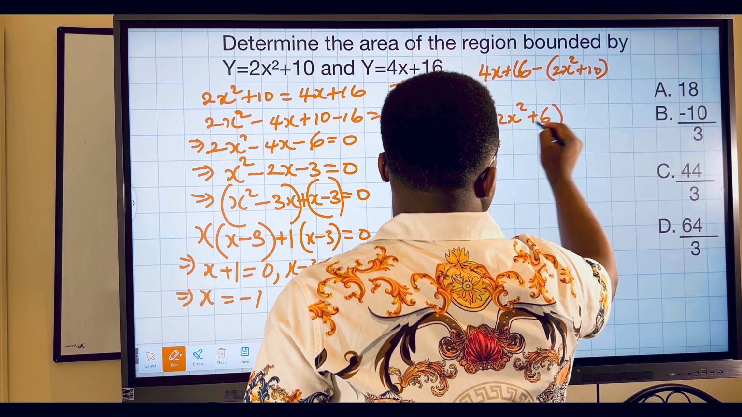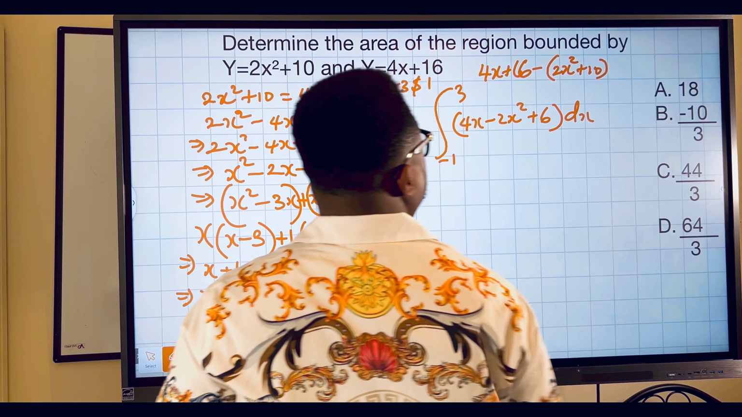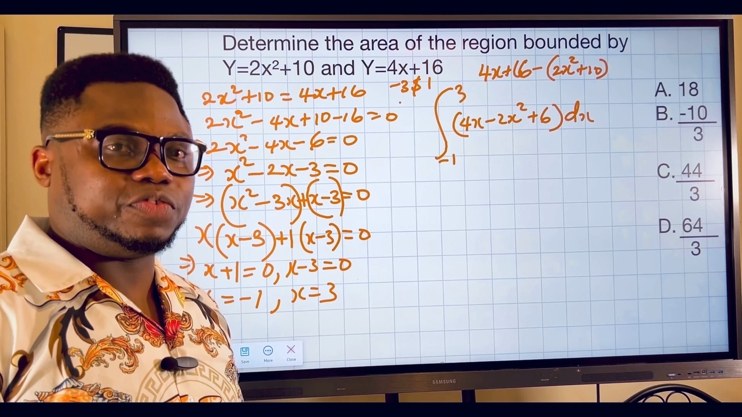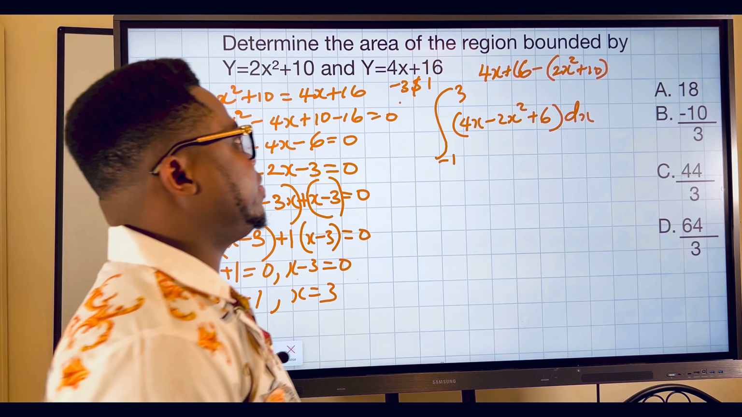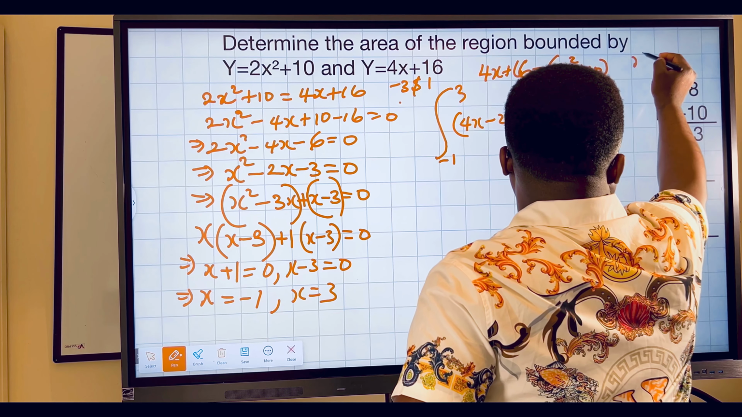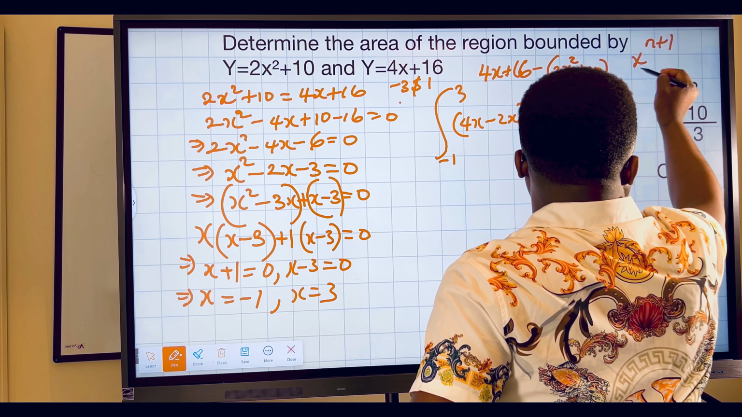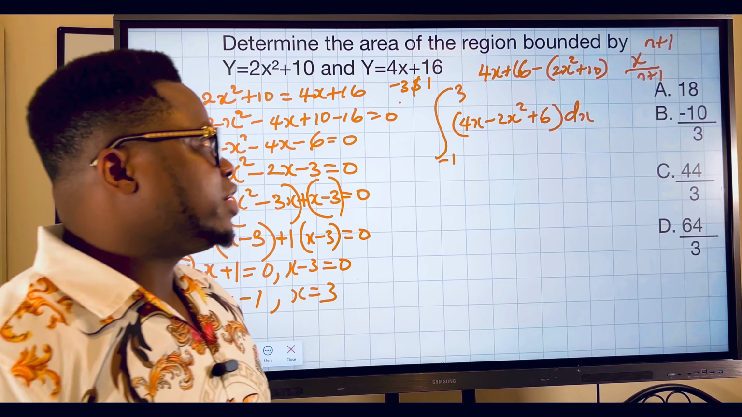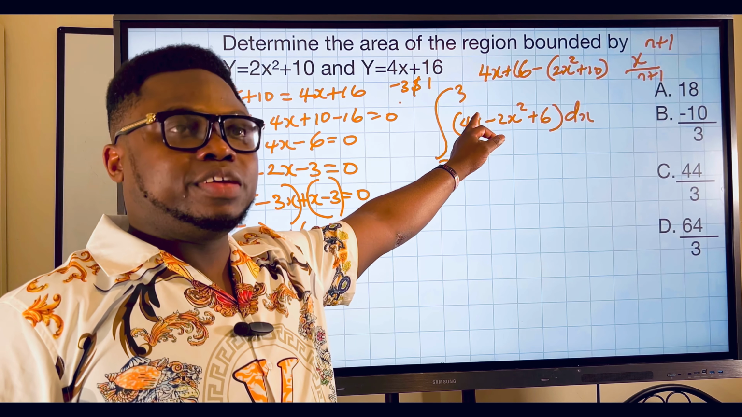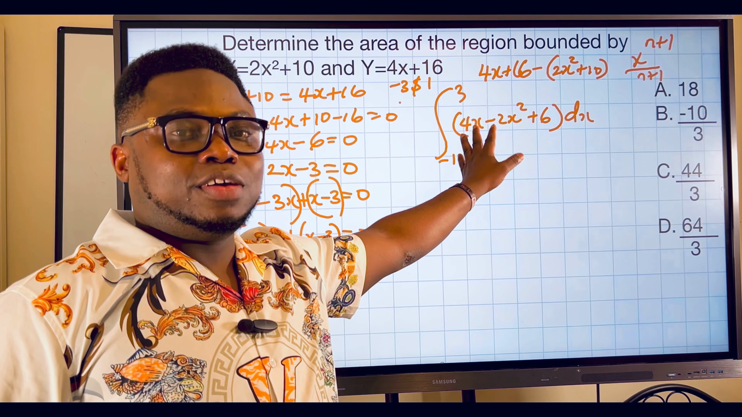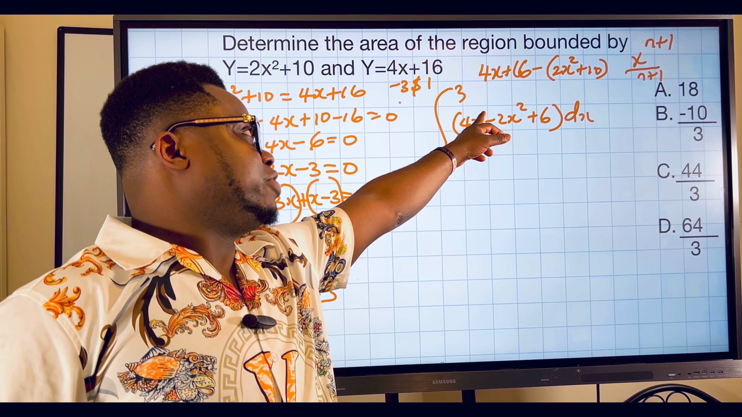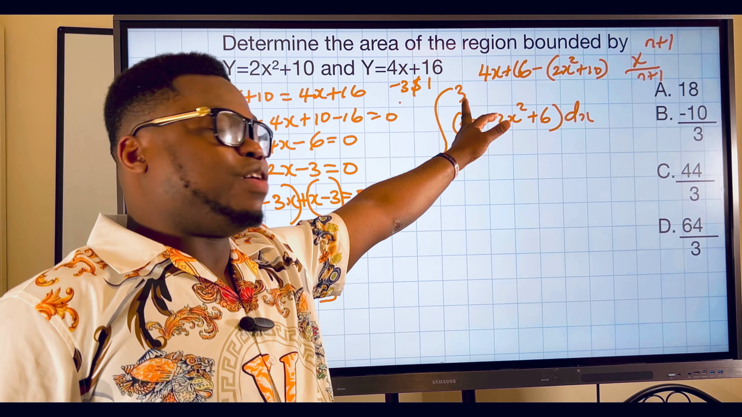So I'm going to integrate this with respect to x, all right? I'm going to integrate this using the integration formula. You know the integration formula. The integration formula is x raised to the power of n plus 1 divided by n plus 1. This is the integration formula. Here, n is the value of the exponent of the variable x. Here, the exponent is 1, that is, the power of x is 1.